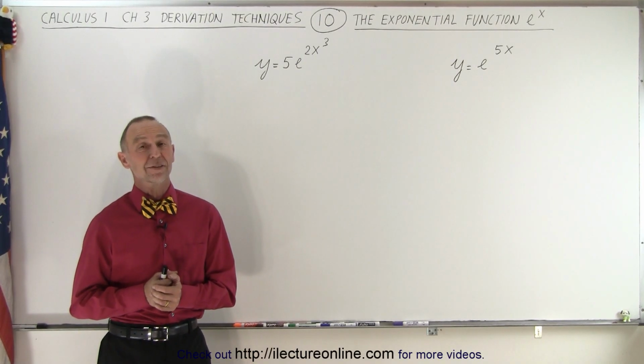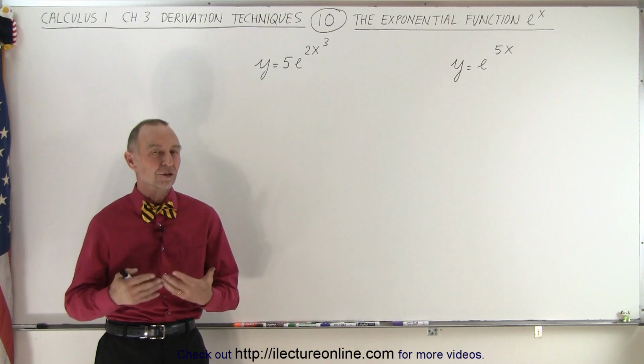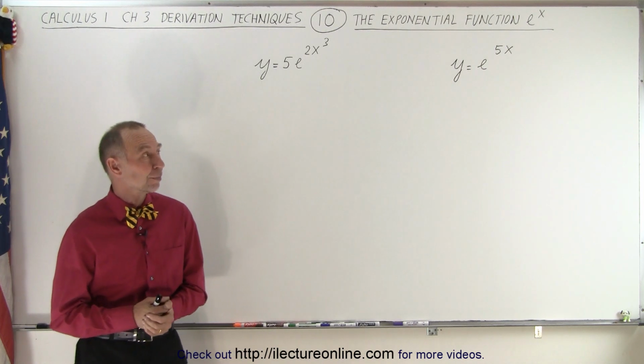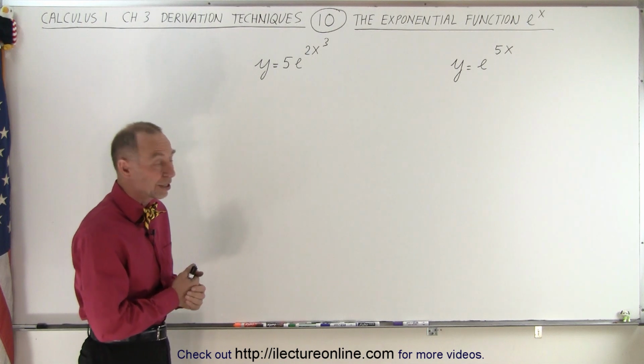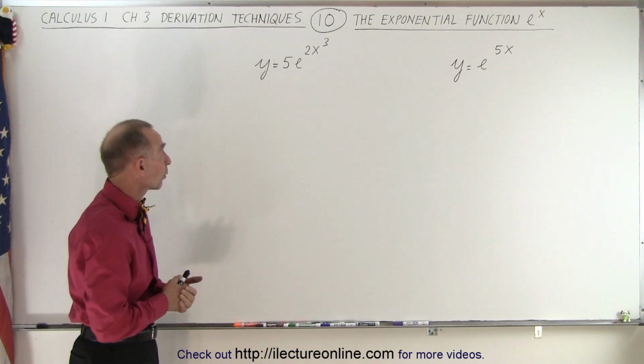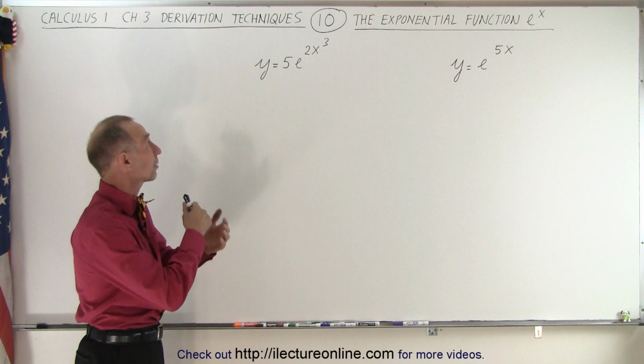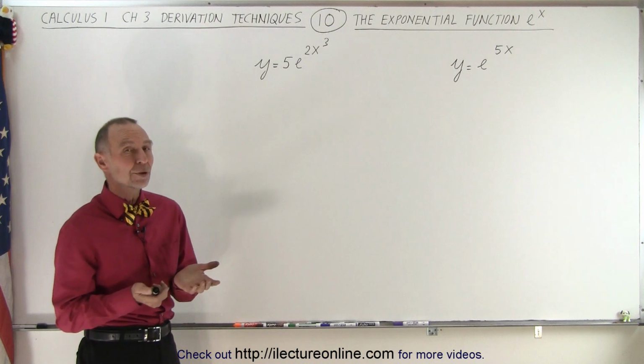Now let's take a look at differentiating some exponential functions in the form of e to the x. So here we have two simple examples. First we have y equals e to the 5x, and then we have y equals 5e to the 2x cubed. All right, how do we do that?